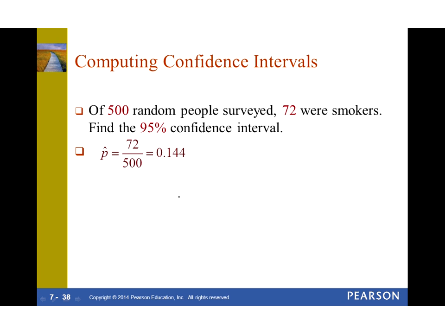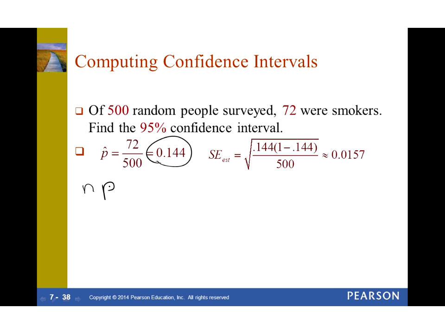Of 500 people surveyed, 72 were smokers. Find the 95% confidence interval. Well, the first thing we do is find the estimate. This is the sample estimate, 72 out of 500. Here's the standard error of the estimate, with our proportion 0.144. Plug it in and we get that.